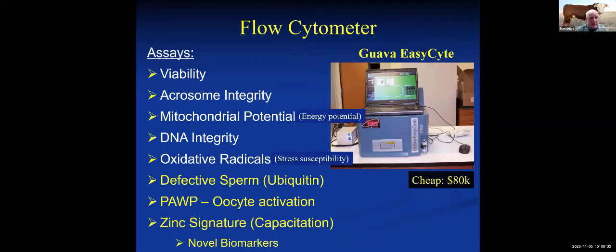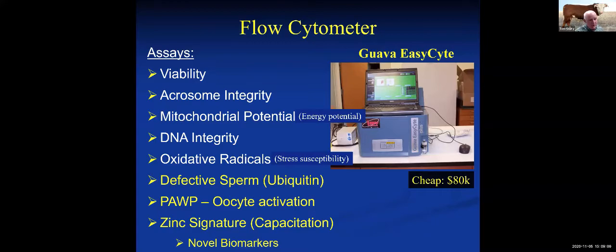What we're using a lot of, and I want to talk about next and probably most, is a flow cytometer. The flow cytometer we use is shown here. It's a Guava Easy Sight. And the beauty of the flow cytometer is there are already kits available for measuring viability, acrosome integrity, mitochondrial potential as a means of measuring energy potential of sperm, DNA integrity, and oxidative radicals, reactive oxygen species, kind of as an indicator of the stress susceptibility of sperm, or the ability of the sperm to withstand stress might be a better way to say it.